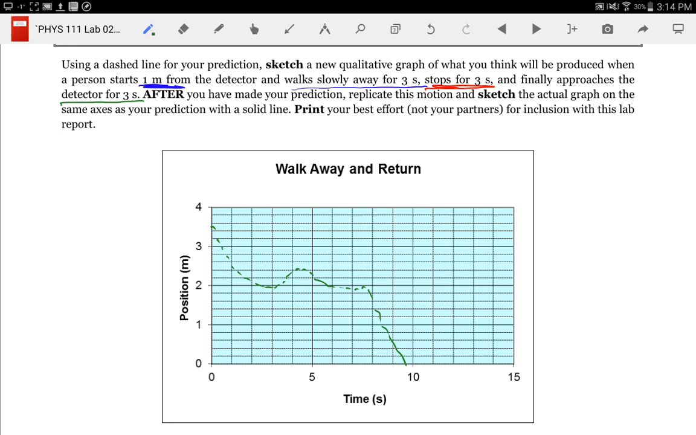Each person needs to do their best effort. So that means if Rachel and Colby are partners, Rachel will do her best job, and then Colby will do his best. Now it says here, print it. Print your best effort. How you print is a little bit interesting.